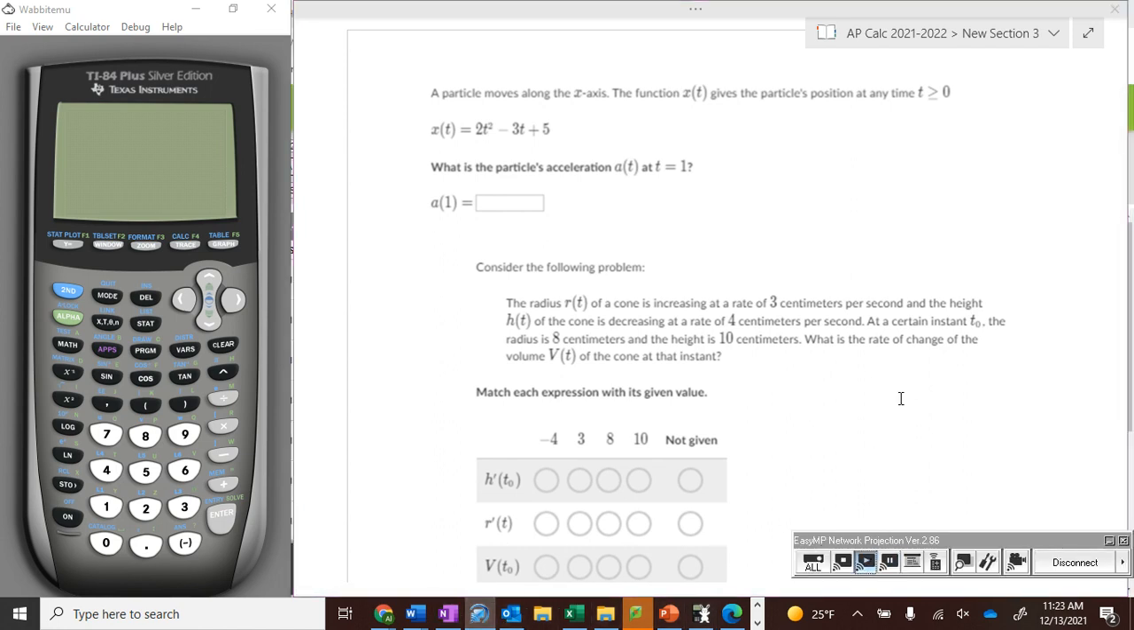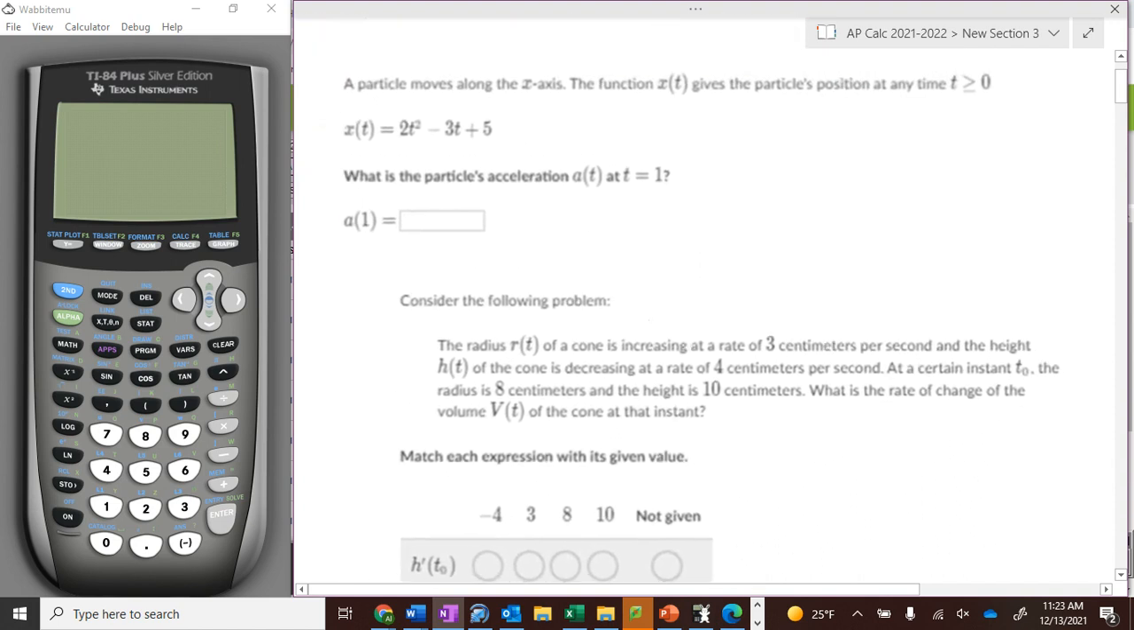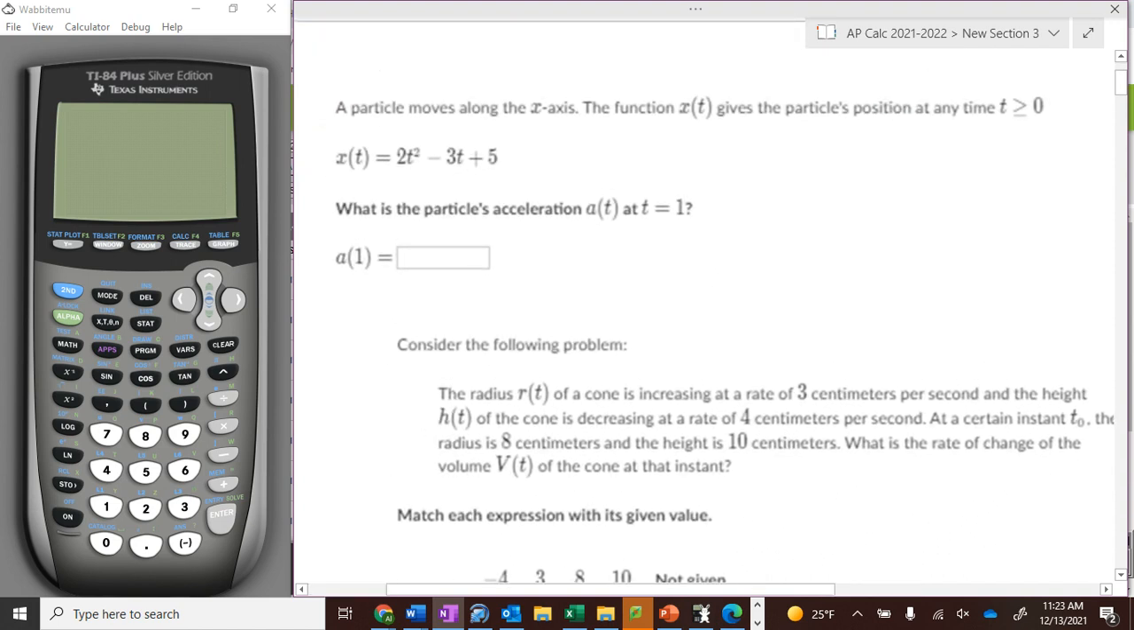Okay, here we go. A particle moves along the x-axis. The function x of t gives the particle position at any time past 0. What's the particle's acceleration at t equals 1?